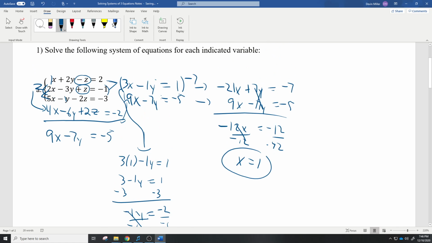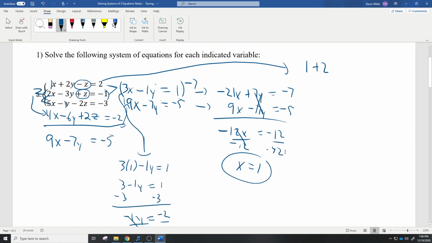One last variable to do, and now we go back to the originals. Since we know x and y, we plug it into one of these originals. I think I'm going to do the very top one. Plugging in x, so it would be 1 plus 2. Our y value was also 2 as well.